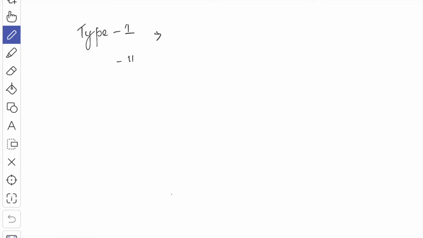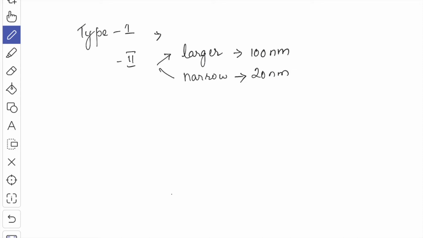Next is type 2. Type 2 has two subtypes. The larger fibers are about 100 nanometer in diameter, while the narrow fibers are about 20 nanometer in diameter. In type 2 collagen, the striations are less prominent than in type 1. The type 2 collagen fibers form the fibrous basis of hyaline cartilage. The fine type 2 fibers are also present in the vitreous body. Next is type 3. The type 3 forms the reticular fibers. This we'll see later.